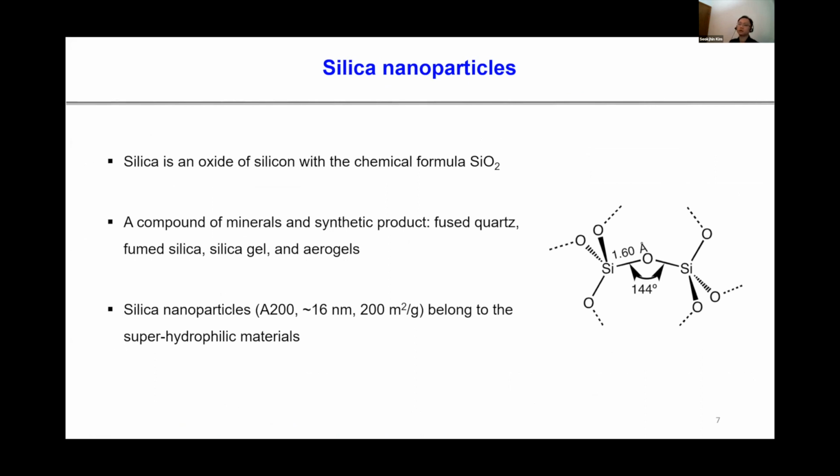Studies have shown silica-incorporated membranes improved hydrophilicity, and also improved collision resistance of the membrane. So in this study, hydrophilic silica nanoparticles were used and incorporated into the membrane to change the hydrophilicity of the membrane.